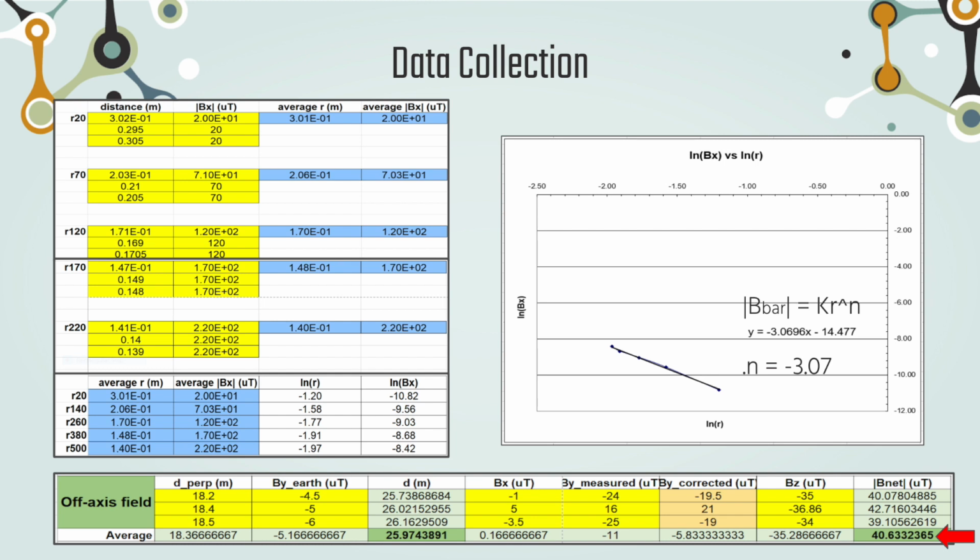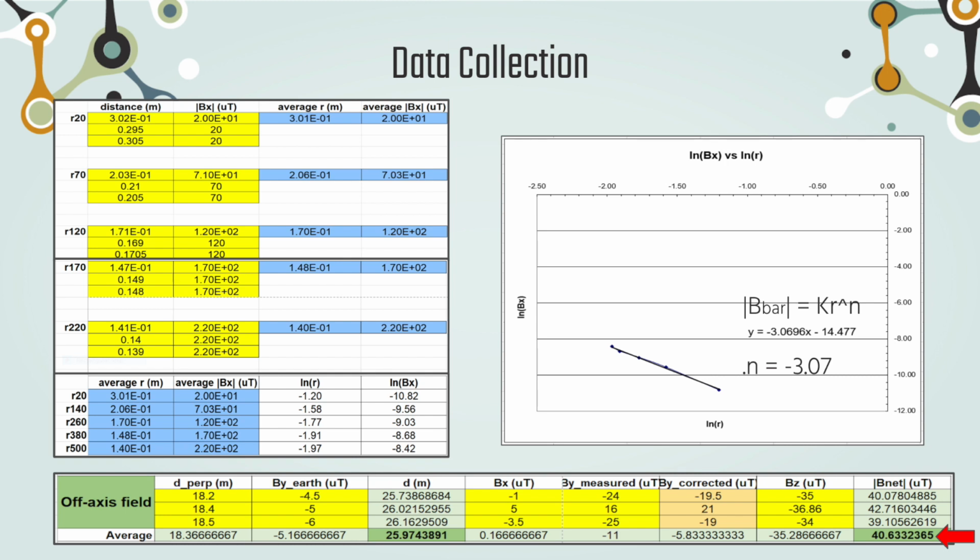Data collection. Here was the data collected from the experiment, with the different R values listed and the different corresponding bar magnet values listed. And the average values are listed in blue as well. As you can see from the data put on the graph on the right side, it displays the equation magnetic field equals K times R to the power of n in the form of the slope equation y equals mx plus b, where the y-intercept can be interpreted as the value ln of k, and the slope can be interpreted as the value for n. In this case, the value for n was negative 3.07.